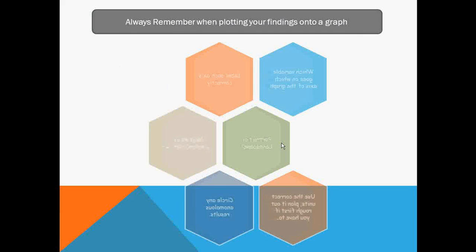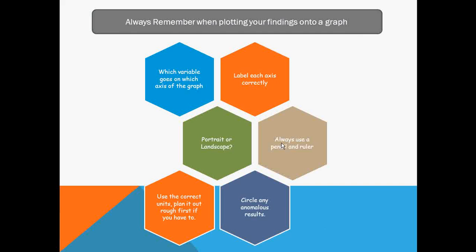Okay, so here's a few key points. You can always come back to this whenever we're doing our graphs. So when you're plotting your graphs, have a think, which variable goes on which axis of the graph? What am I going to put down the y-axis? And what am I going to put across the x-axis? Label each axis correctly. Is my graph going to look better portrait or landscape? Always use a pencil and a ruler. Always remember to use a pencil and a ruler. Use the correct units. Plan it out rough first if you have to.